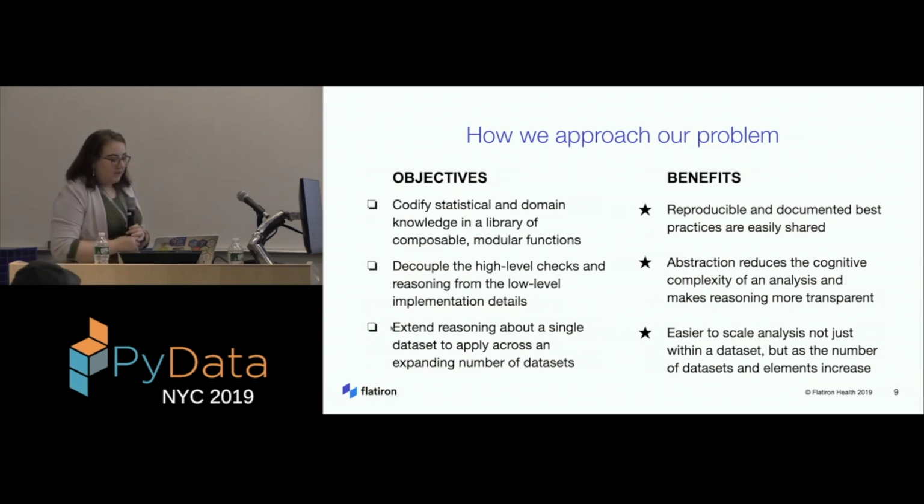In order to meet this challenge, we knew we would benefit from really codifying that statistical and domain knowledge into a library of modular functions. And we felt that these functions should be testable, they should be clear in intent, and they should be able to be composed into higher level, more abstract processes. Building out these function libraries serves to both document and enforce what we on the quantitative sciences team established as best practices for working with our data.